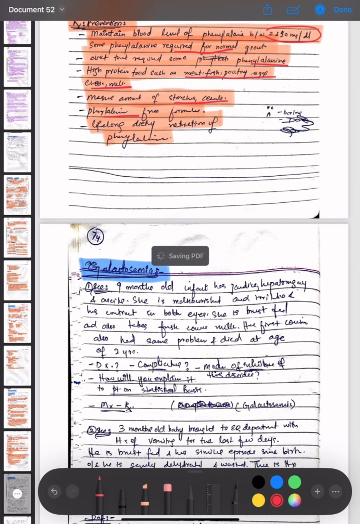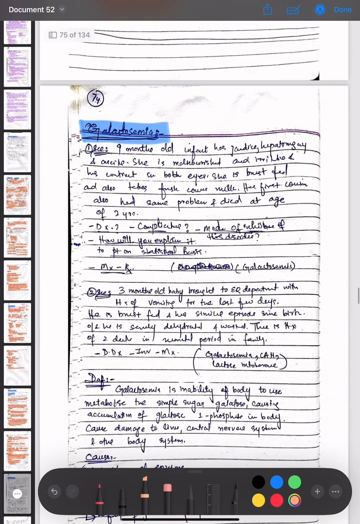Now moving towards the next metabolic disorder, that is galactosemia. We have a scenario of a 9-month-old infant with jaundice, hepatomegaly and ascites. She is malnourished and irritable and has cataracts in both eyes. She is breastfed and also takes fresh cow milk. Her first cousin also had the problem and died at the age of 2 years. So this is a genetic problem.